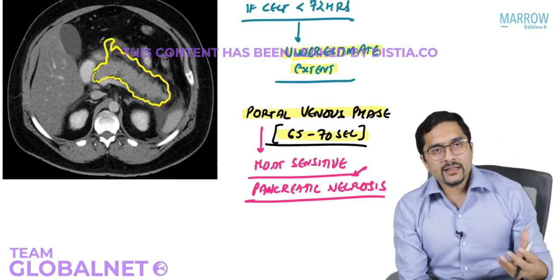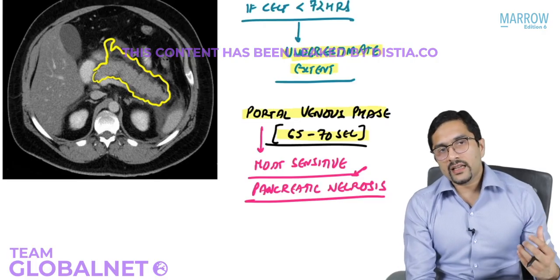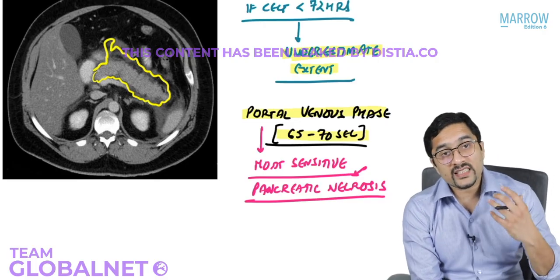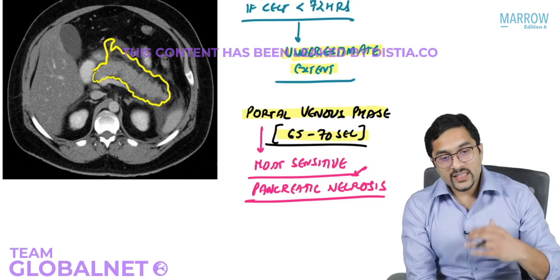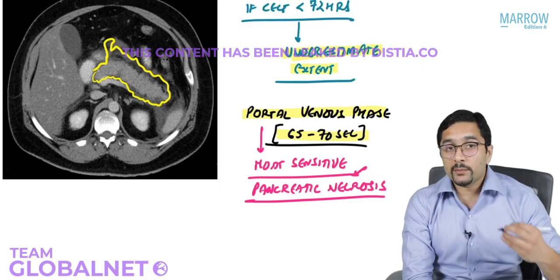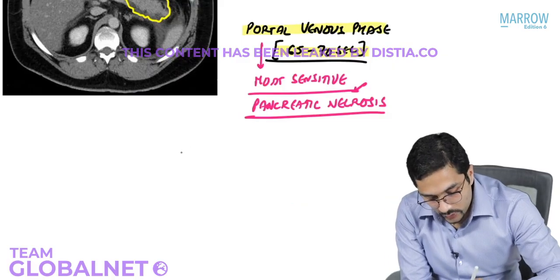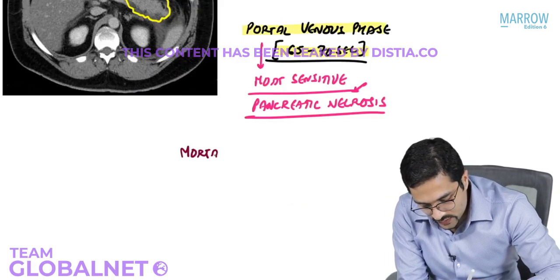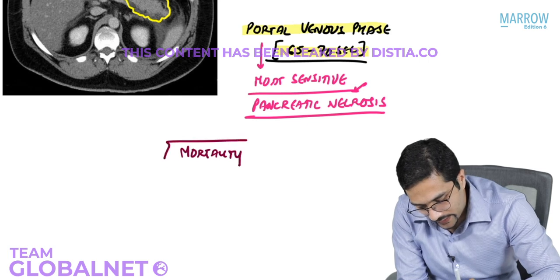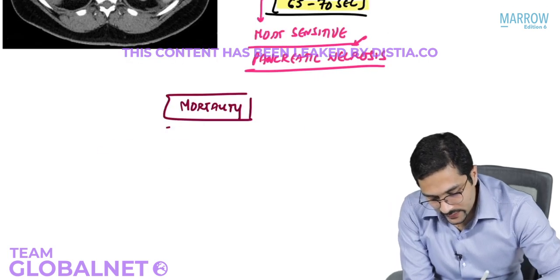Now, once we've made the diagnosis, the other thing in acute pancreatitis is to find out the severity of the attack, because the severity is also going to determine the mortality. Now, before I tell you about the severity, I want you to know mortality. There are two spikes of mortality in acute pancreatitis.